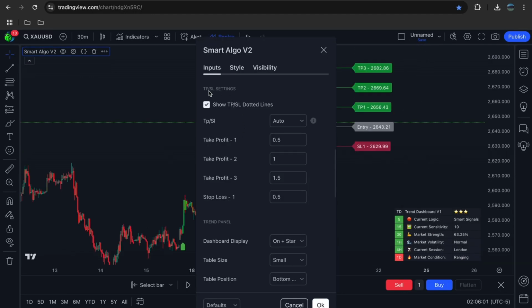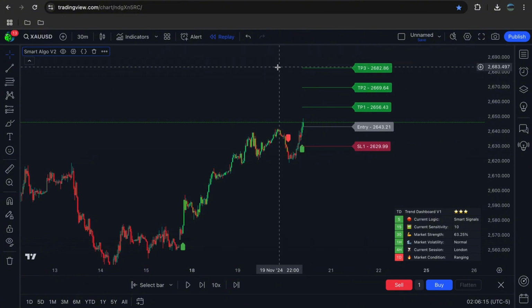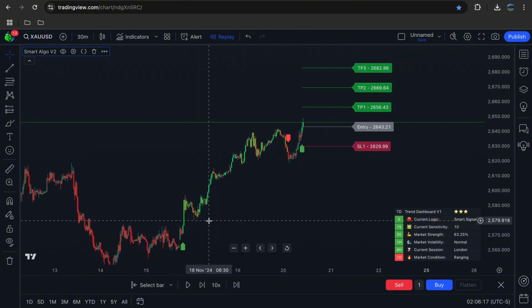Alright, let's take a deeper look at our brand new Take Profit and Stop Loss Levels feature. And while we're at it, let's talk about one of the most important topics in trading, risk management. This is where the real power of Smart Algo shines, helping you make better trading decisions and stay consistent over the long term. First, let's break down how the Take Profit and Stop Loss levels work.